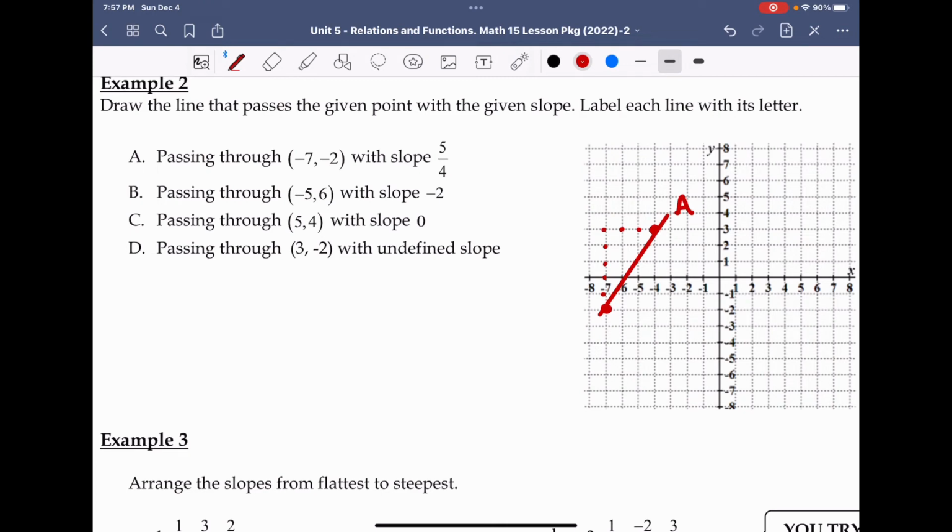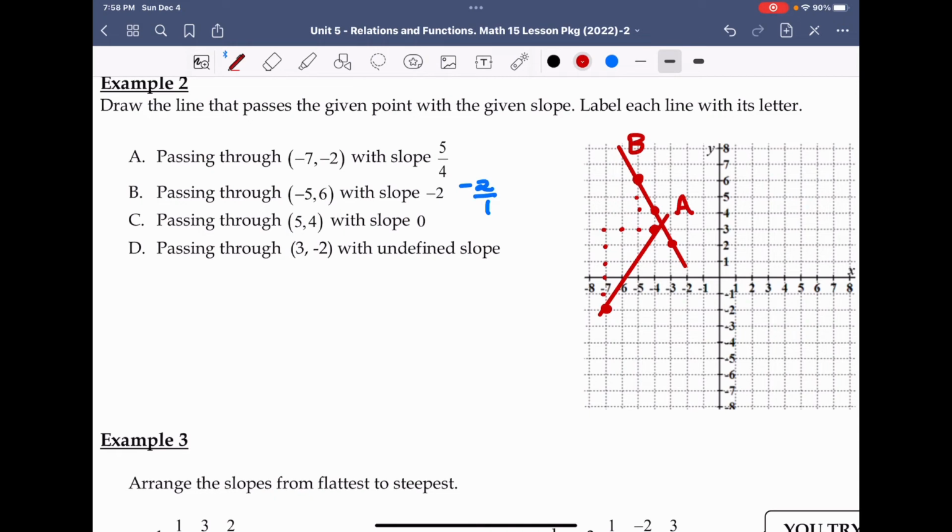Now, if I move on to the next example, graph B is passing through negative 5, 6 with a slope of negative 2. We're going to go to negative 5 and positive 6, which would put us right here. The slope is negative 2, and another way to conceptualize negative 2 as a slope is negative 2 over 1, or 2 down and 1 right. So when we go back to the graph, we go 1, 2, and 1 over. There's our point there. We could create another point just below as well, and then connect these points. So that's what our graph would look like, and we would call this graph B.